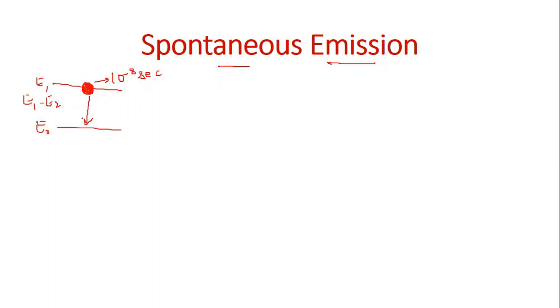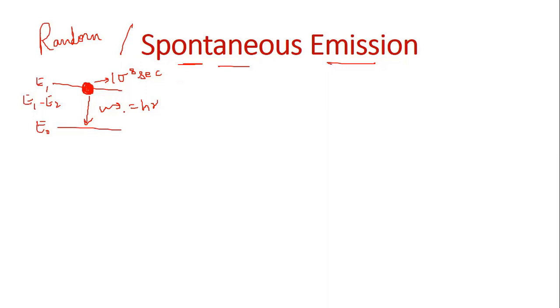When this atom comes back to the ground state, it emits a photon having energy h nu, and this photon doesn't have any direction. It means it can go in any direction. So this phenomenon is not responsible for laser action. Spontaneous emission is also known as random emission. Why random emission? Because the atom is coming back to the ground state by itself with the emission of a photon which doesn't have any direction.